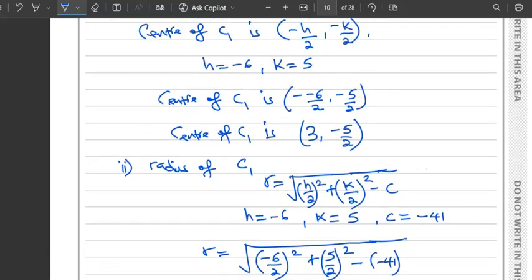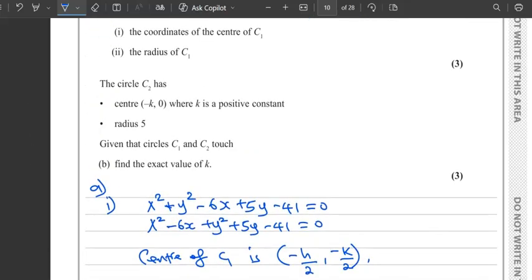Part B, going back to the question, says the circle C2 has center (negative k, 0), where k is a positive constant, and radius 5. Given that the circles C1 and C2 touch, find the exact value of k.